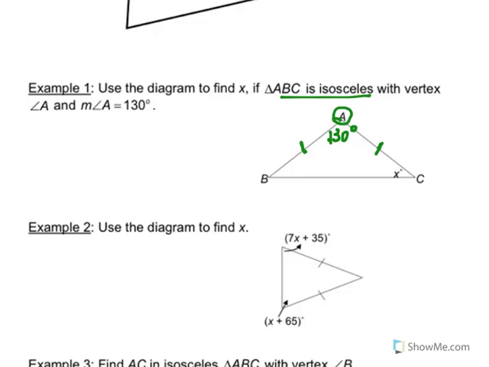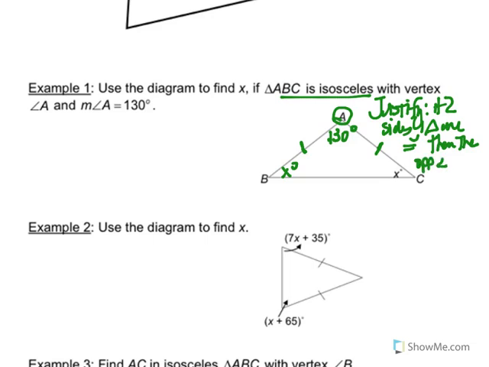Okay, so let's think about what else we know here, just based on our theorem. Since this angle C is x degrees, what can we say about angle B? We can say that angle B is x degrees. And what's our justification for that? Let's justify that. If two sides of one triangle are congruent, then the opposite angles are also congruent.